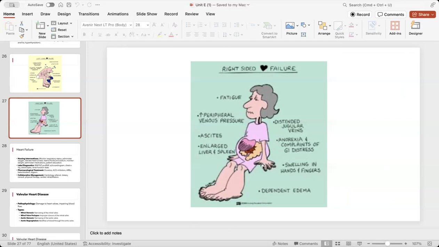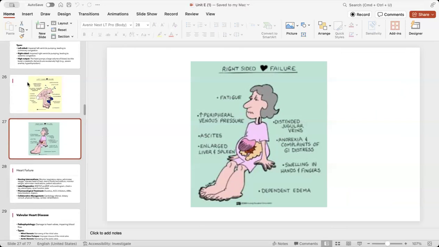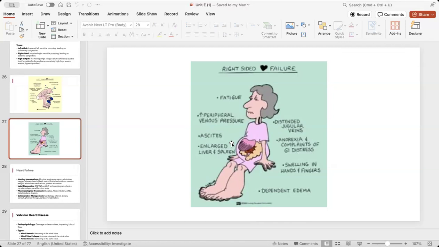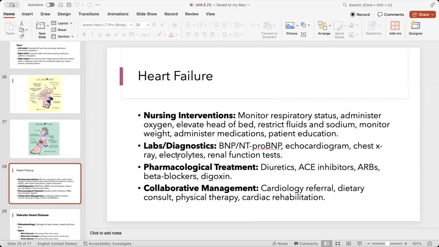So when I talk about heart failure, what I really want you to understand concept-wise is the difference between the two and where that blood is going depending on the type of heart failure. So left side is always going to back up into the lungs, right side it's going to back up into the body. Okay. Let's talk a little bit about these.